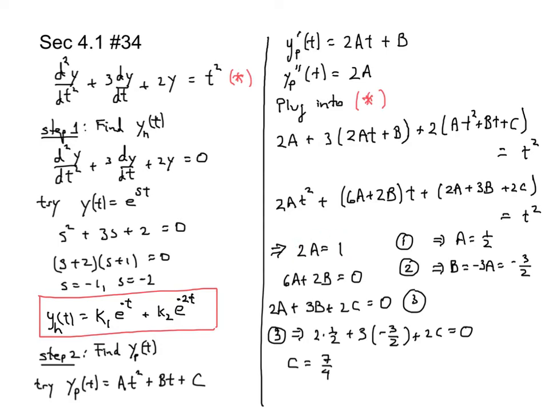We're going to call it equation 1. The coefficient of the t term has to match the coefficient of the t term on this side. There is no t term on this side, and so 6a plus 2b equals 0, and similarly the constant term has to be 0. Equation 1 tells us that a is equal to a half. Equation 2 tells us if a is a half, then b is minus 3 halves. And then plugging a half and minus 3 halves into the third equation tells us that c is positive 7/4.